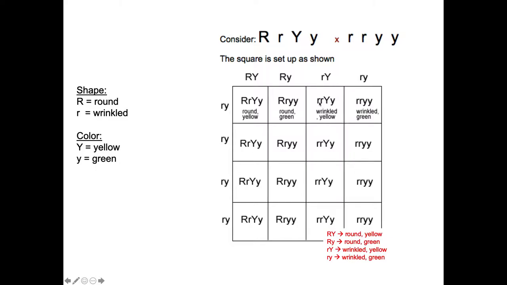Here, all they have are little r's and then one big Y, little r, big Y. They would be wrinkled and yellow. So I put four tally marks. And then here, they only have little r's, little y's, so they would be wrinkled and green, so I put four tally marks. So the ratio for this Punnett square would be a 4:4:4:4 ratio, but in mathematics, we sometimes will reduce it to a 1:1:1:1 ratio.